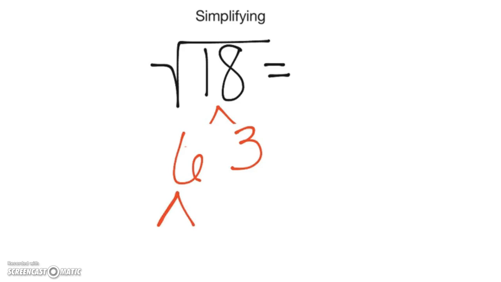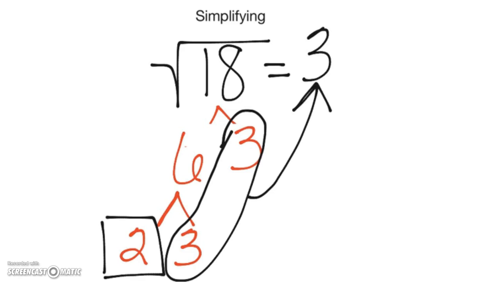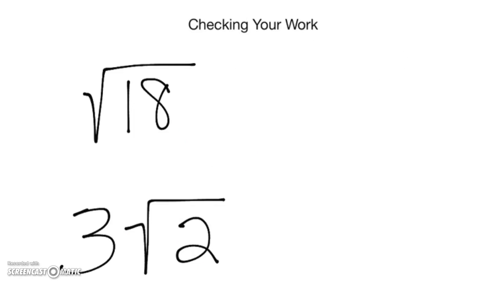I would break down my 6 into 2 and 3. And you're going to notice I still have a pair of 3s at the bottom of the factor tree. So these 3s can still be a pair because they are at the bottom of the factor tree. I still have a 2 left over by itself. So I can still pull out a 3. It goes on the outside here. And I still have a 2 that has to stay on the inside of the radical because it doesn't have a pair.